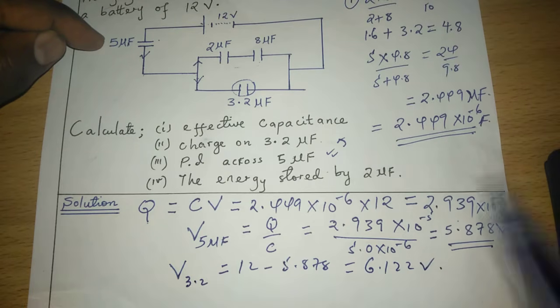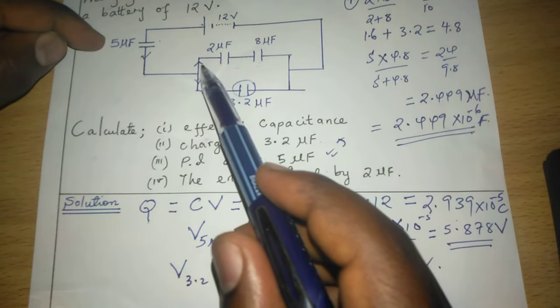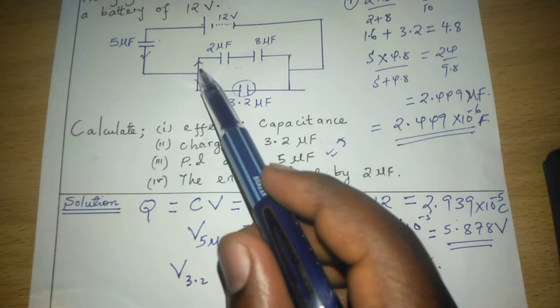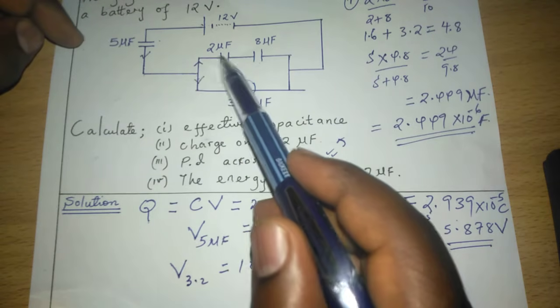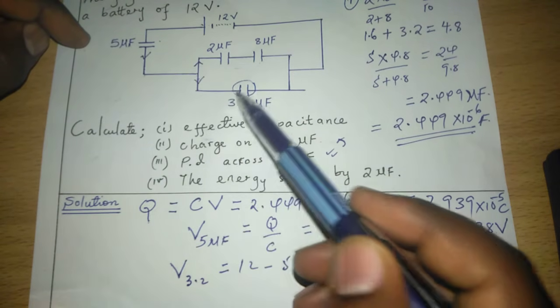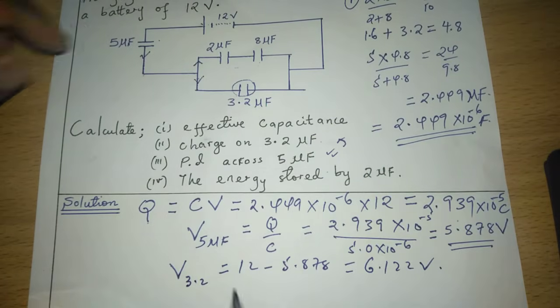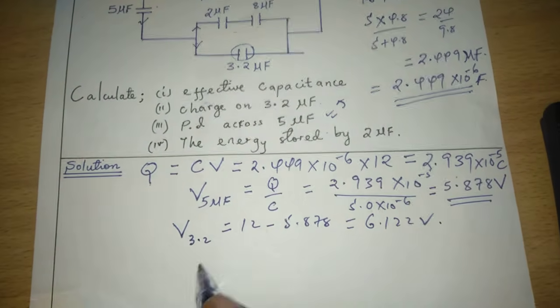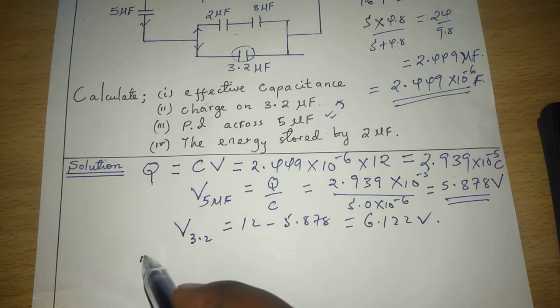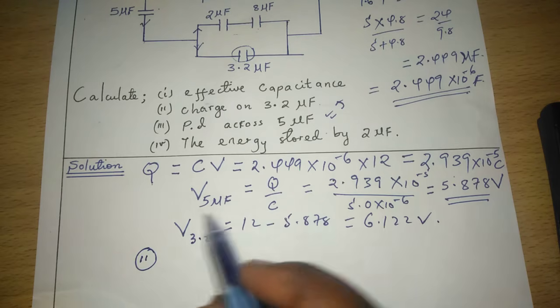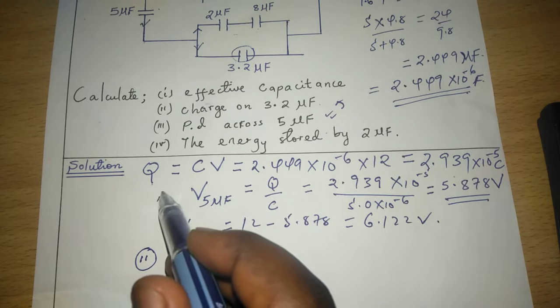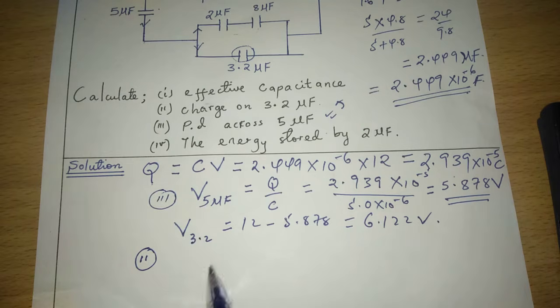So the 6.122 volts is the one which now redistributes itself equally to this part and also to this part, such that now at the 3.2 microfarad capacitor, Roman 2 now, this was Roman 3. This was Roman 3 sorted first.